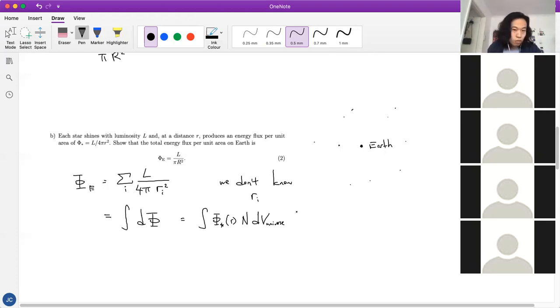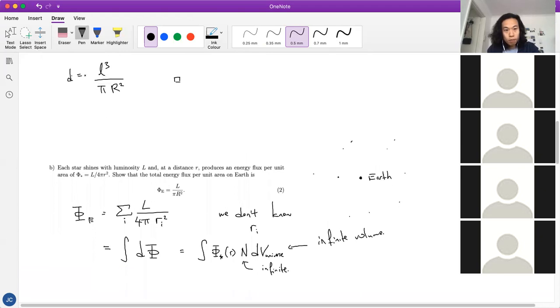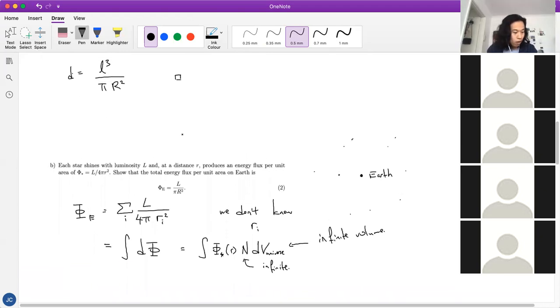Okay, this integral is still not immediately obvious how to do, because this is still an infinite volume. And this n is also, as far as we know, in an infinite universe with a uniform distribution, infinite. So we want to shrink this problem down to something finite that we can calculate and be sure it will converge. The way to do it is to go back to the previous question, where we had the average separation of stars, and we know the number density of stars.